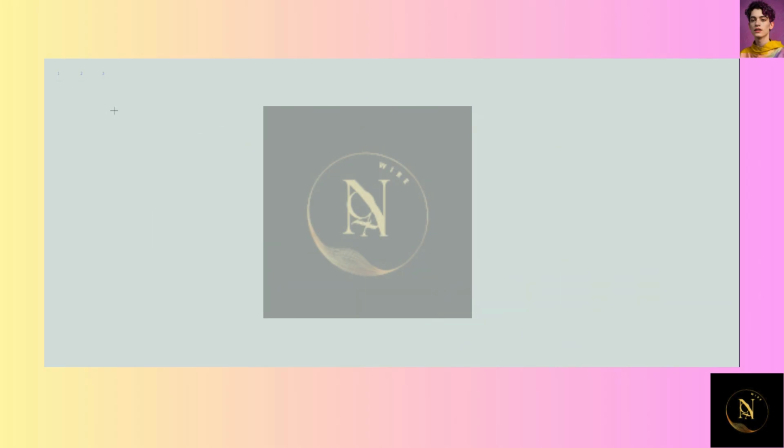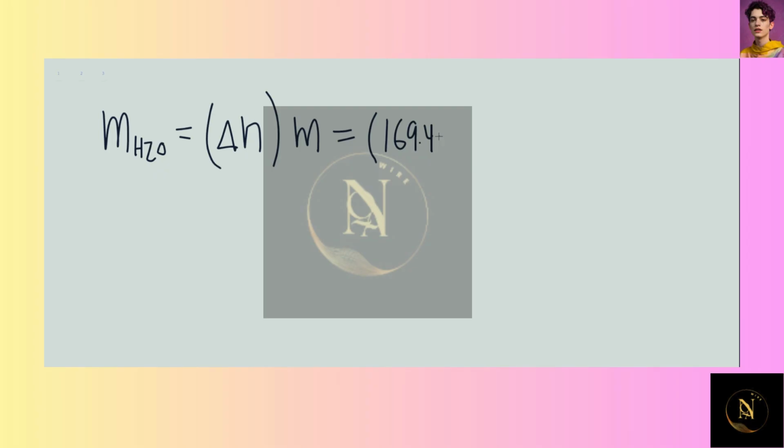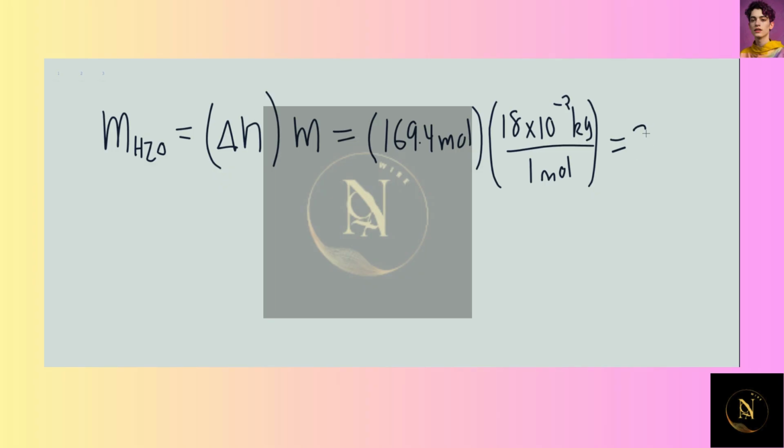And the last step here, to get our actual mass of water, is to just take the change in moles and multiply it by the molar mass for water. So we take our 169.4 moles. We can just look up the molar mass of water, so the number of kilograms per mole, which is 18 times 10 to the negative 3 kilograms per mole. Simple multiplication gives us exactly 3 kilograms of water that needs to be removed. So it's actually not that much.